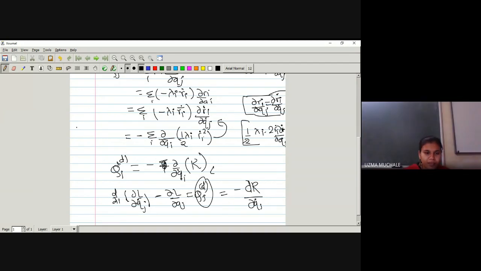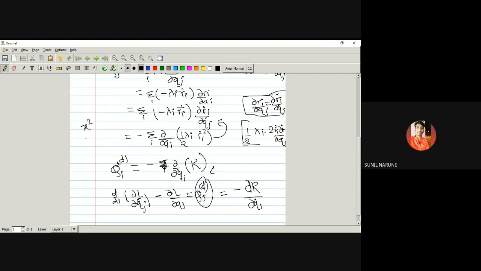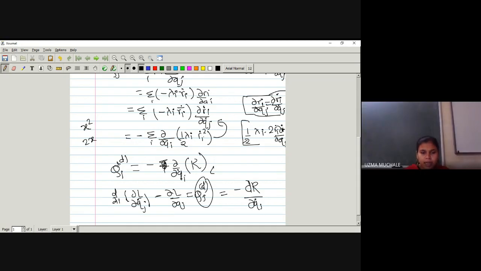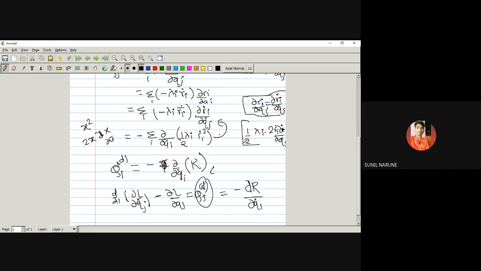Okay, let me go with a simple example. What will be the derivative of x square? 2x with respect to x. Now if we do it with respect to y, what will come? 2x, and again you have to write dou x by dou y. So what is the derivative of RI dot square with respect to Qj dot? That is nothing but 2 RI dot, again times dou RI dot by dou Qj. Is it clear now? Yes ma'am.